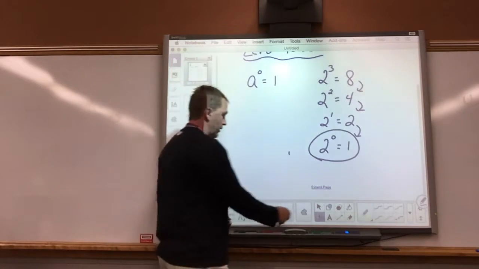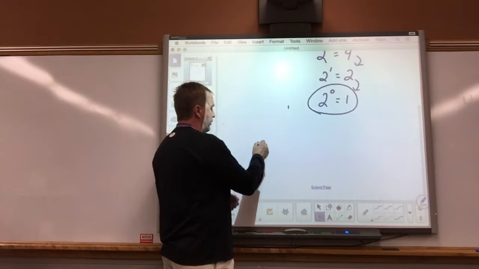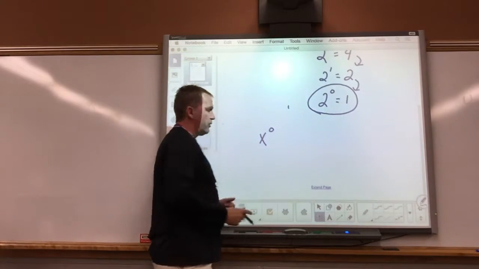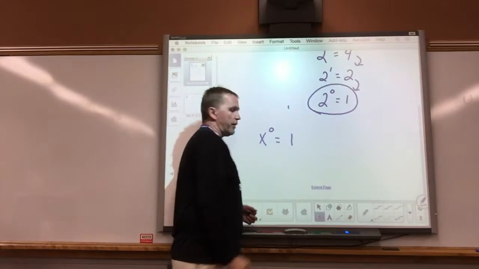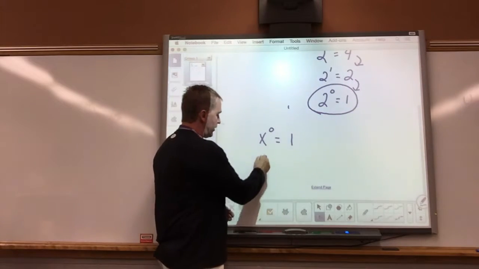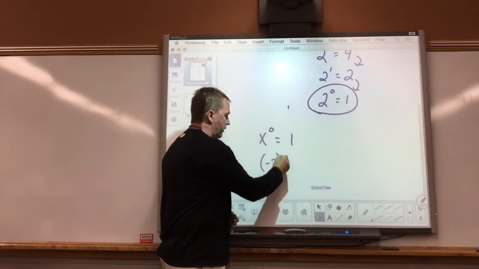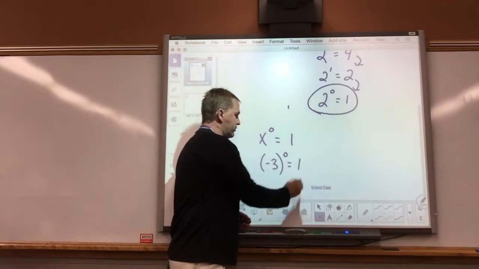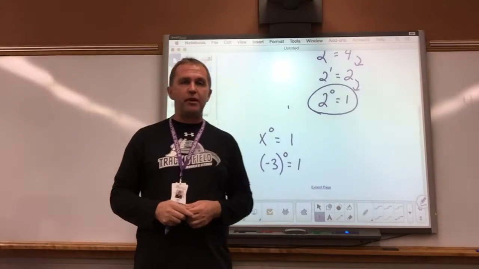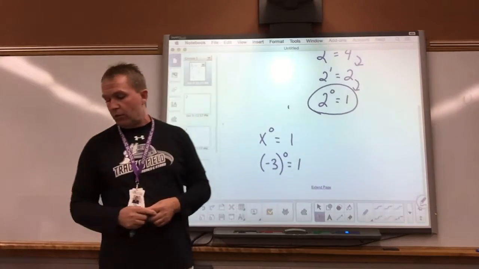So this illustrates that something to the 0 power does turn out to be 1. When we're doing problems like this, you might be asked, what is x to the 0 power? By definition, that would turn out to be 1. We could try something like -3 to the 0 power. Again, that would turn out to be 1. So the bottom line is anything to the 0 power is going to end up being 1.